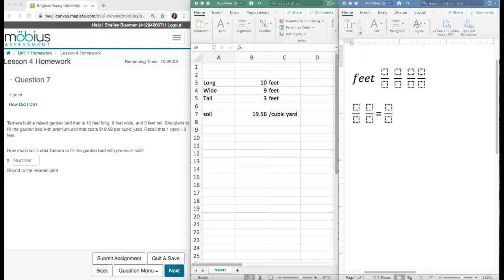This tutorial is to help with Mobius Unit 1 homework, lesson number 4, question number 7. Tamara built a raised garden bed that is 10 feet long, 9 feet wide, and 3 feet tall. She plans to fill the garden bed with premium soil that costs $19.56 per cubic yard. Recall that 1 yard is 3 feet. How much will it cost Tamara to fill her garden bed with premium soil?